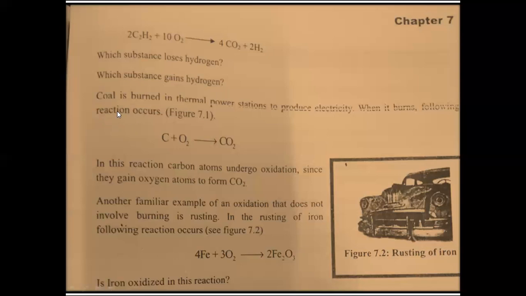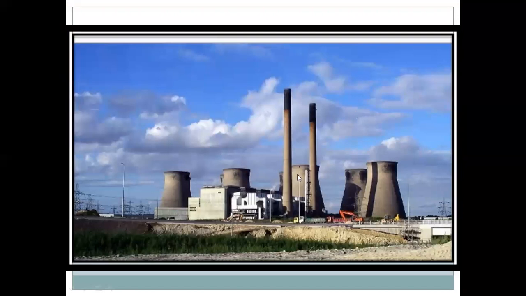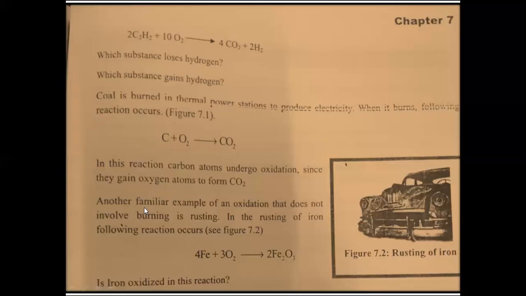Third example, coal. Coal is burned in a thermal power station. This is the thermal power station of coal. Here coal is burned and it produces energy, and that energy is utilized for the production of electric current. You can see the electric poles here. It means the energy is converted into electrical energy. So this coal is burned in a thermal power station to produce electricity.